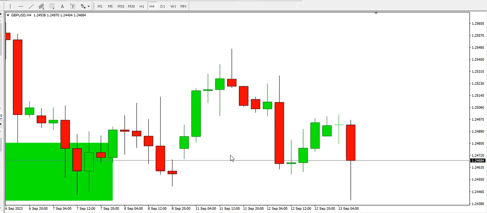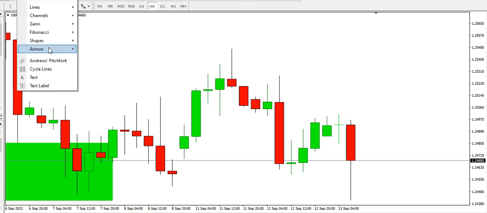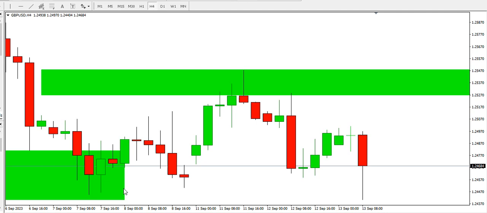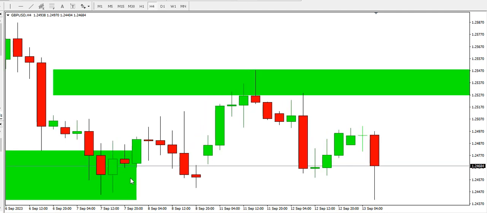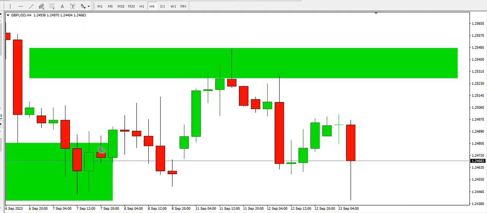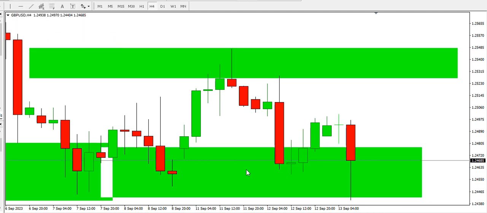On the 4-hour time frame, price is ranging. All right, our range top is around here. This is our range top, and this is the range bottom for GBPUSD. Trying to push this. Okay, let me get another one. This is the range bottom for GBPUSD.